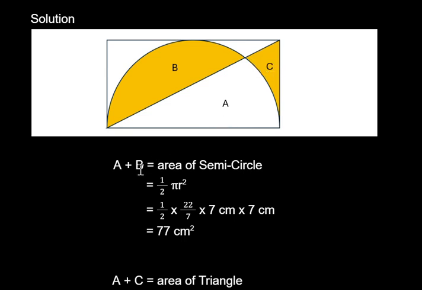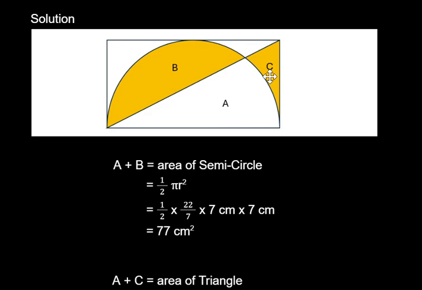Now we can simply say that A plus B is equal to the area of a semicircle, which is this semicircle. The area of a semicircle is half pi r squared. So half times pi times 7 times 7. Why 7? Because the total is 14, so the radius is 7. So A plus B is 77 centimeters squared.